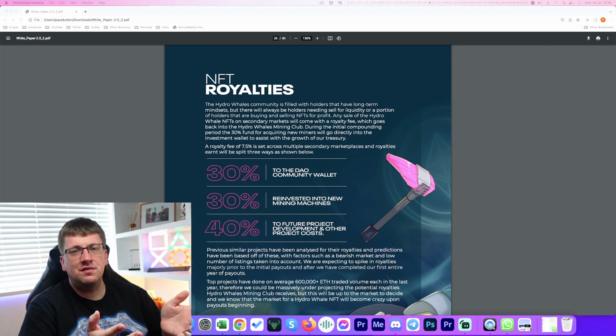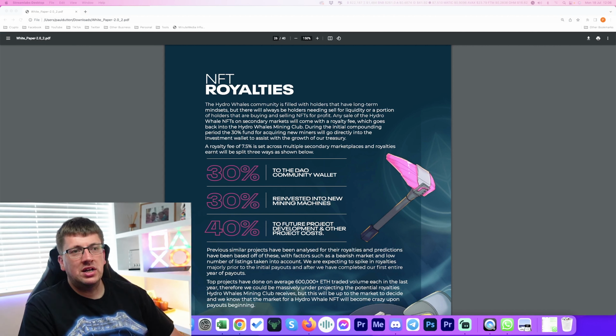So the value of that NFT will have a price on it, which obviously you can dictate based on market conditions. And when you sell that, 7.5% of that as a royalty is sent back to the Hydro Wells Mining Club, and 30% of that goes to the community wallet, which is what we use to invest in things. And 30% obviously is going to go into existing mining machines, and of course the other 40% is future development. The VAT is pretty cool.